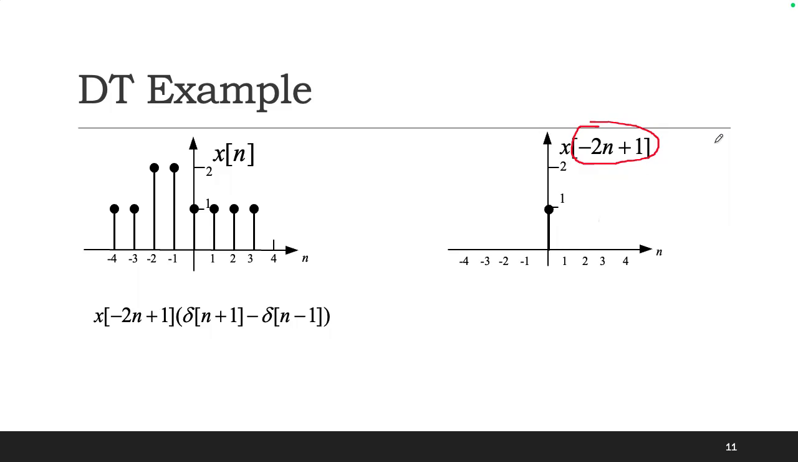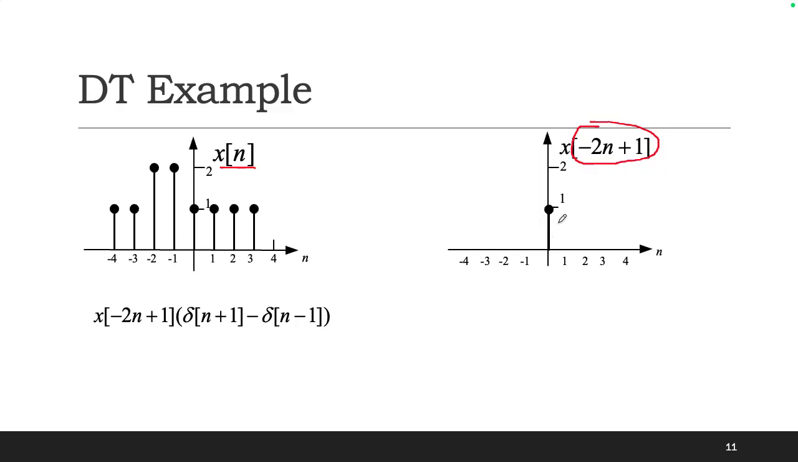Oh, sorry. Here is 0. Here is 0. Yeah, when n equals 0, what is the value for this part? 1. What's the value for 1? What is x1? Yeah, 1, am I right? So that's the reason why here is 1.